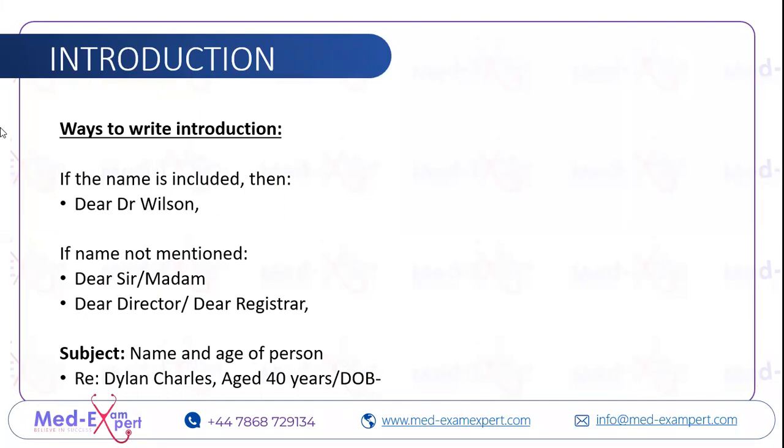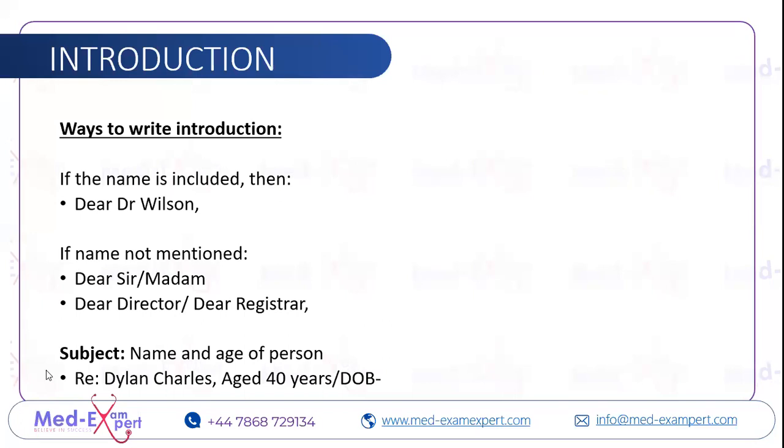First of all, your introduction, ways to write the introduction. If the name of the person you're writing to is included in your case notes, for example, the person I'm writing to is Dr. Wilson, I'll be writing it as Dear Dr. Wilson, followed by a comma. If the name is not mentioned, it can be Dear Sir or Madam, Dear Director, Dear Registrar, or if, for example, it's Admitting Officer, then Dear Admitting Officer.